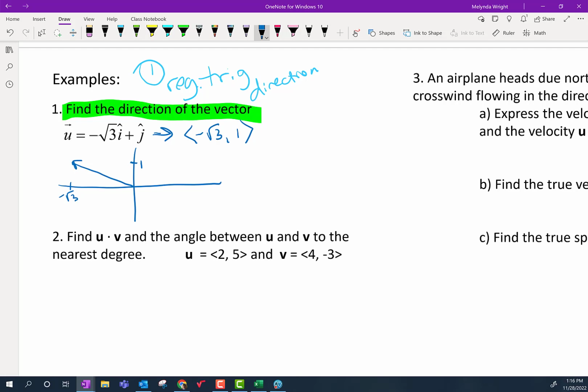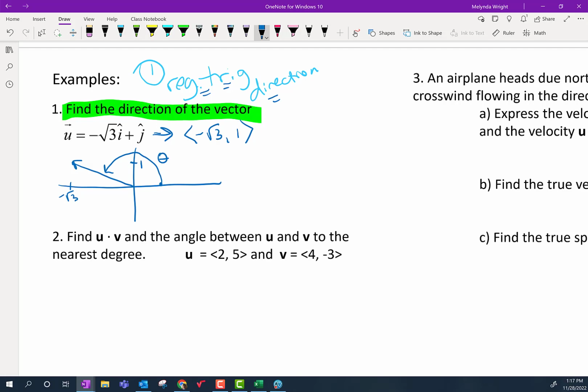Okay, and so my direction, since this is regular trig direction, what we do is we start at the x-axis and we rotate counterclockwise to get to our vector. That's the angle I'm going to be looking for. We're going to call that angle theta. That's the regular trig direction.